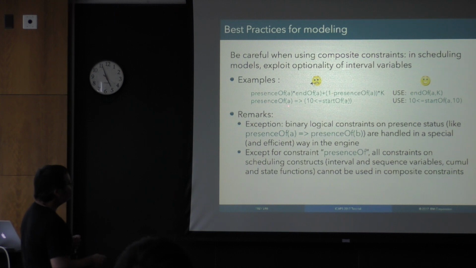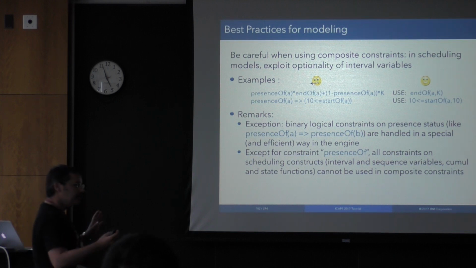If you want to say that if A is present, then it starts after 10, it may appear quite natural to write this. Presence of A implies is much better to write this. Okay? If A is present, it will start after 10. If it is absent, the value of the expression is 10 and the constraint is satisfied.